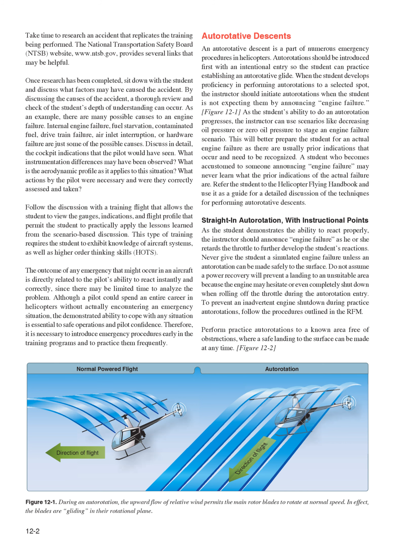Discuss in detail the cockpit indications that the pilot would have seen. What instrumentation differences may have been observed? What is the aerodynamic profile as it applies to this situation? What actions by the pilot were necessary and were they correctly assessed and taken? Follow the discussion with a training flight that allows the student to view the gauges, indications, and flight profile that permit the student to practically apply the lessons learned from the scenario-based discussion.